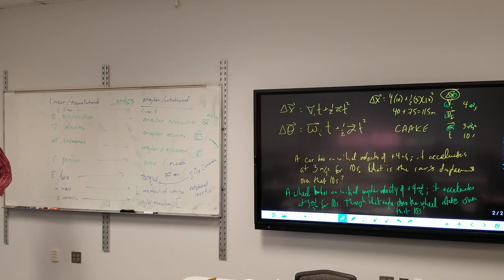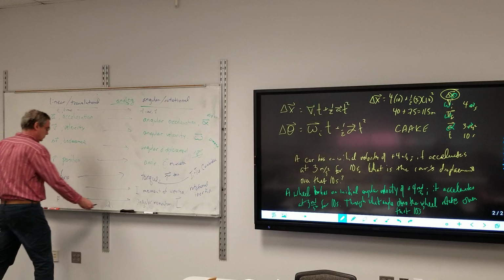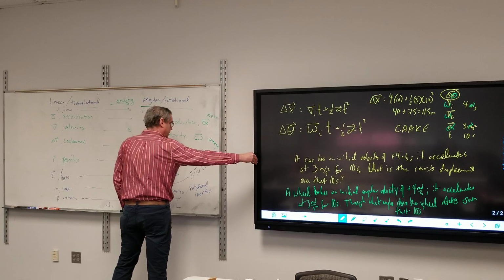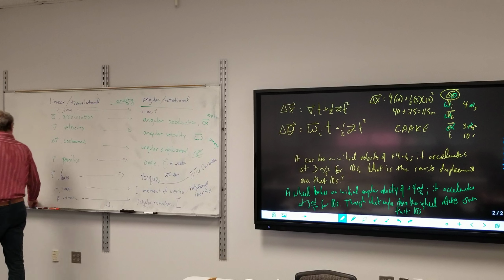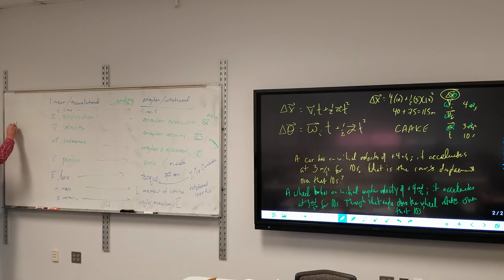Questions here before we just hit a couple other equations? We will not do them all. All right. p equals mv. What does L equal? Angular momentum. Yes. What's the formula?